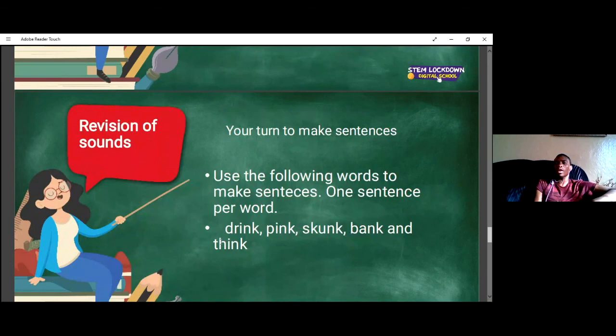And since people have answered, let me quickly go back. She has a pink shirt. We've used the word pink. They drink their tea. We use the word drink. There's another one. I saw a skunk. We use the word skunk.